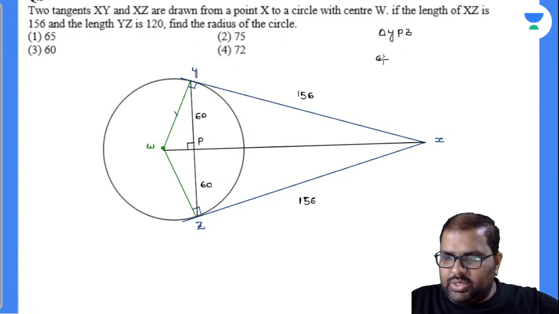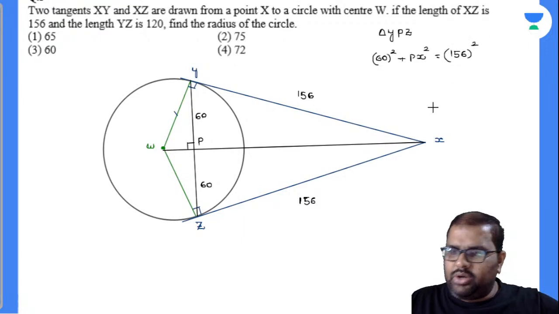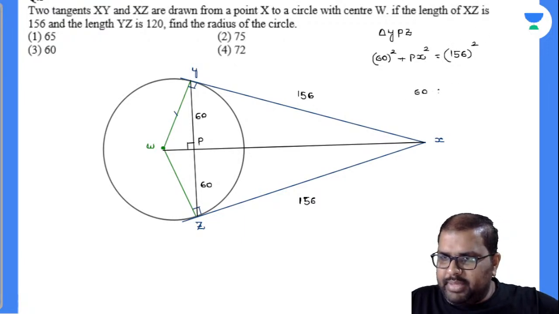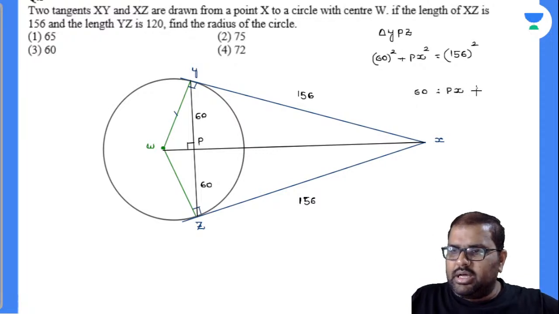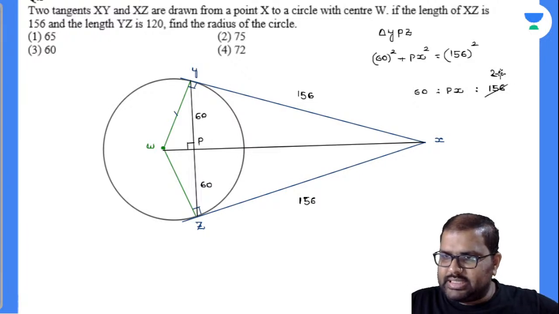Now see, 60 squared plus PX squared is equal to 156 squared. I can take down common factors here. 60 is to PX is to 156. Remove the common factors there. I can easily do this. So 12, 36, and so on. How much can I remove there? I can remove 5 and this becomes 13. So this is a Pythagorean triplet, 5, 12, 13. So automatically this value has to be 12.